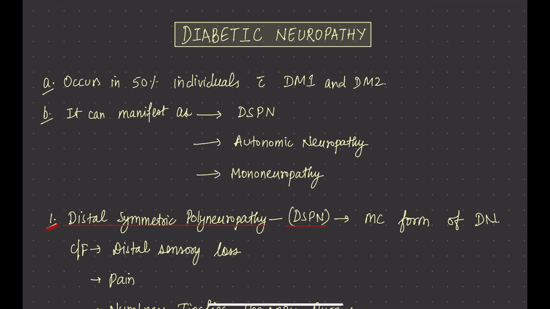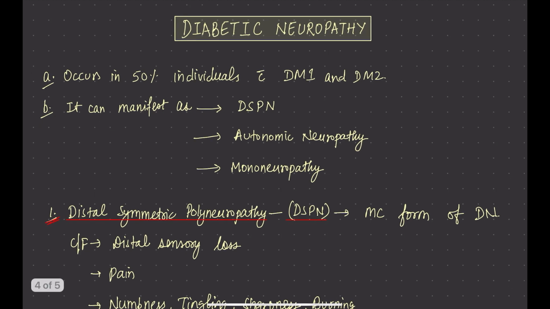Okay, we are going to discuss diabetic neuropathy. It occurs in 50% of individuals with diabetes, either diabetes 1 or 2. It is not specified. Of patients with diabetes, 50% will develop diabetic neuropathy. And this neuropathy can pathologically manifest as DSPN, distal symmetric polyneuropathy, or autonomic neuropathy, or the third form, mononeuropathy.